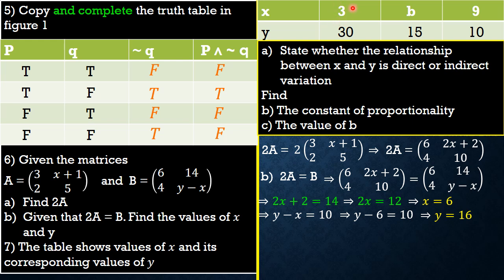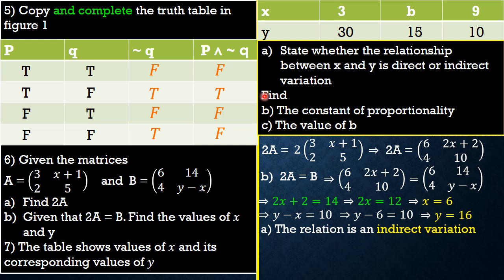This is the first x value, right? X here is 3, right? And the value of y is what? 30. So when the x value increases from 3 to 9, what has happened to the y value? It has rather decreased. So we can conclude that this relation is an indirect variation. Okay, it's an indirect variation.